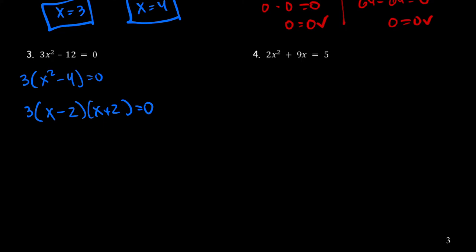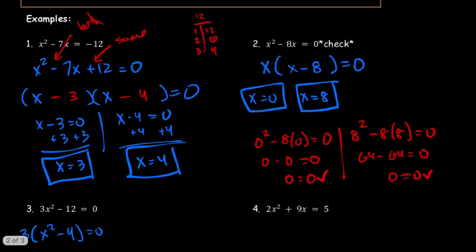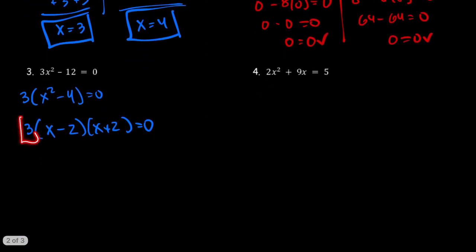Now, this is interesting. Up above, I said the GCF always gives you a 0, but remember, that's only if there's a variable in the GCF. That's going to be x equals 0. Notice the difference here. This is just a 3. There's no variable associated with it, so there's no root coming from that. A quadratic has 2 roots, 1, 2. So there's no root that comes from that.